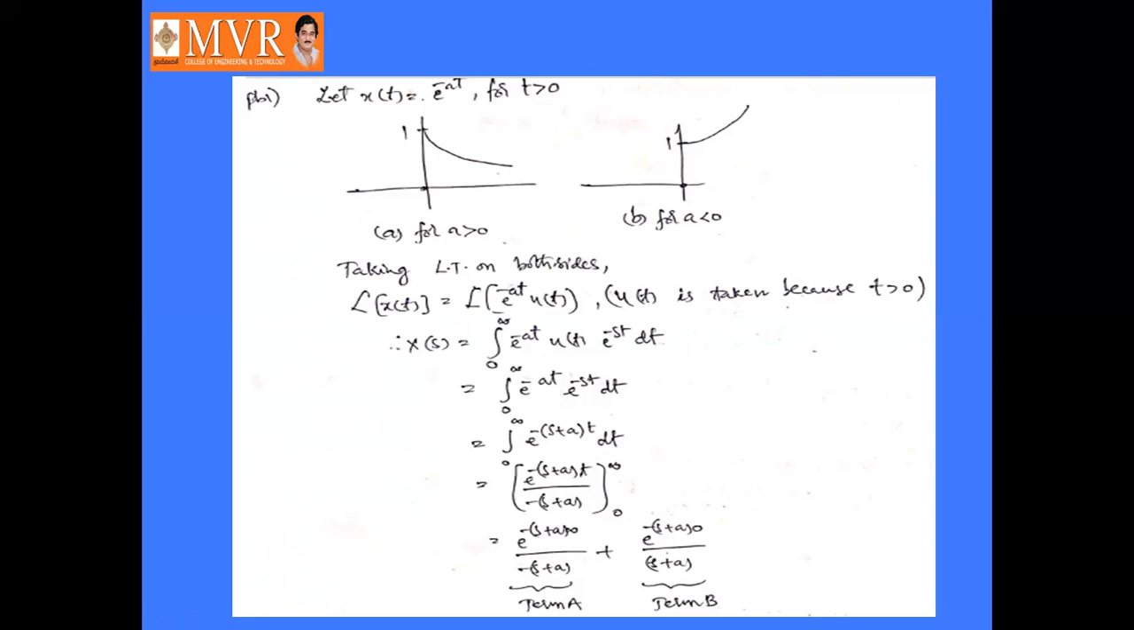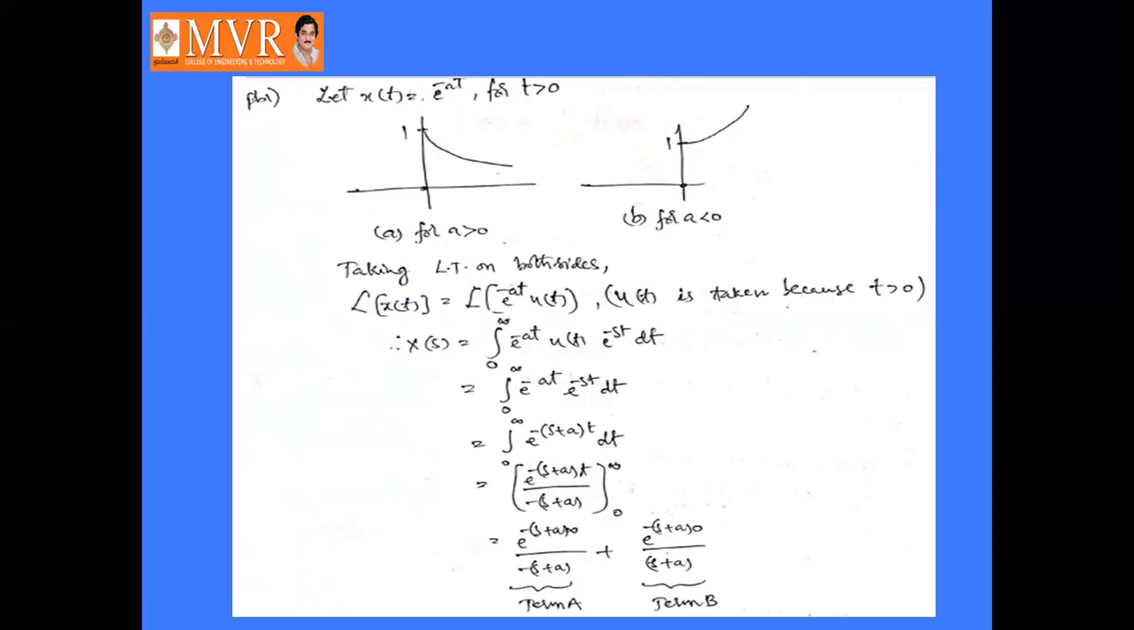u of t equals 1 for t greater than or equal to 0. It is 0 for t less than 0, right? So if it is u of t, then our limit values are varying from 0 to infinity only. So X of s equals the integral from 0 to infinity of e power minus at into u of t, whose value is 1, into e power minus st dt, the Laplace transform formula. So here, from 0 to infinity, u of t value is 1.